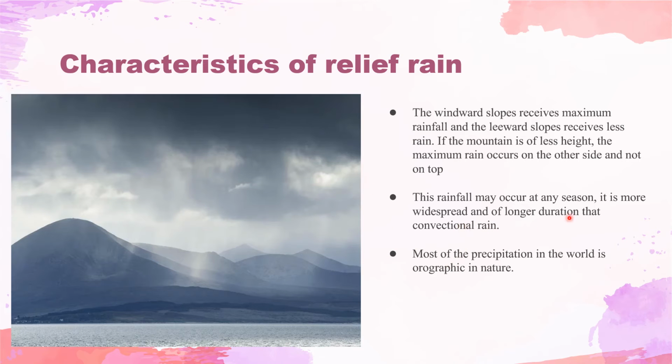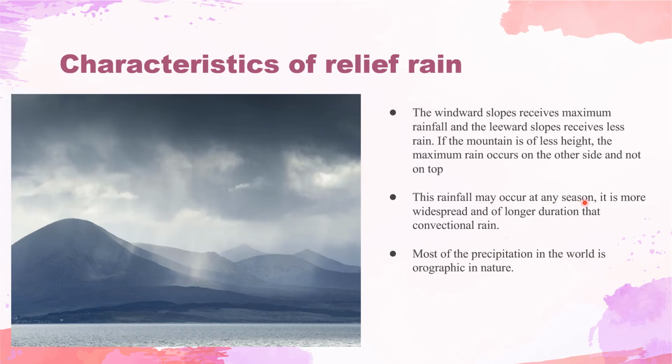This rainfall may occur at any season. It is more widespread and of longer duration than convectional rain. Because of the mountains which are there all the time, this type of rainfall can occur at any time, while in the case of convectional rainfall, we said it is during the summer season or any time in the equatorial regions.